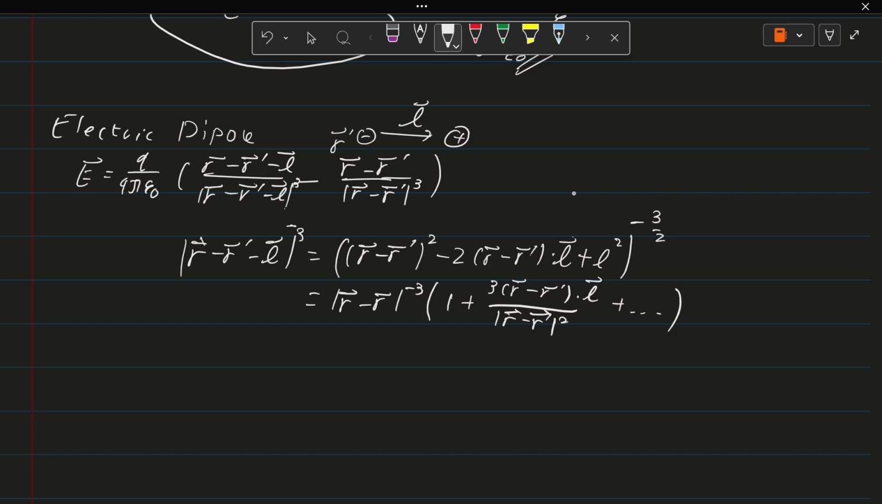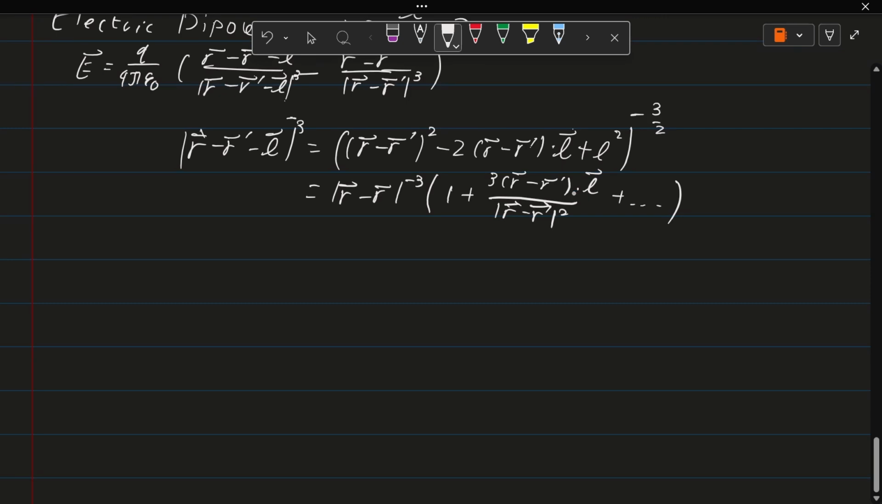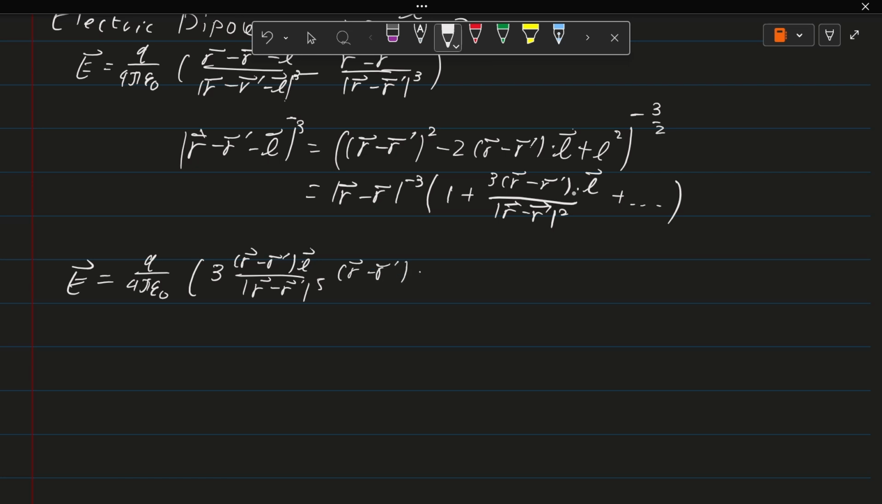And so you could write down your electric field in a much simpler form, which will be Q over 4 pi epsilon 0 times 3 times r vector minus r vector prime dot L vector, over the length of r vector minus r vector prime to the power 5, times another r vector minus r vector prime, subtract the L vector over r vector minus r vector prime cubed.